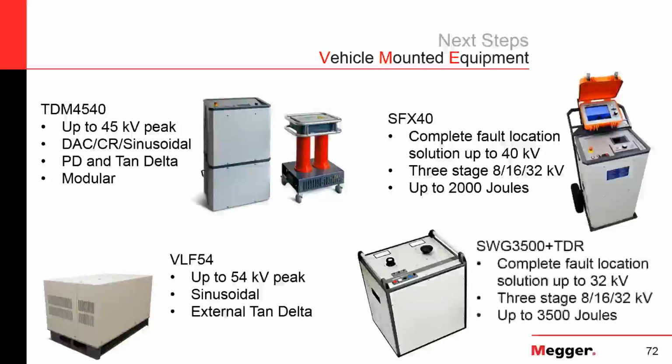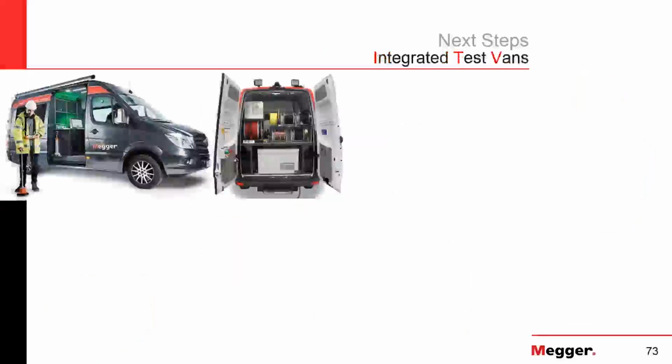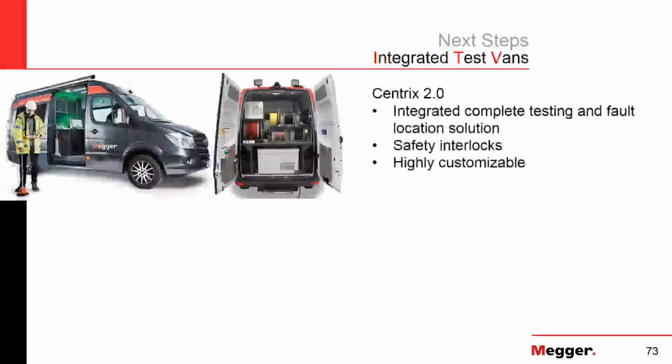If that's not enough voltage, we have this vehicle mount VLF 54, and now we have some bigger fault locating equipment like our SFX 40. This one goes up to 40 kV. It is a portable version, as I show here, but more commonly it's vehicle mounted. Something like this, our SWG, nice big thumper, goes up to 32 kV with up to 3,500 joules.